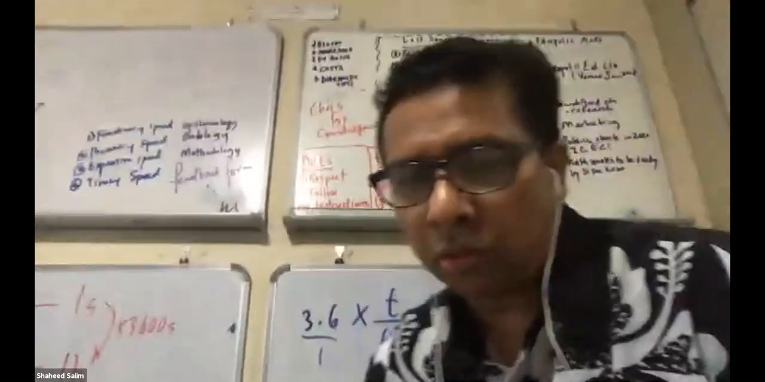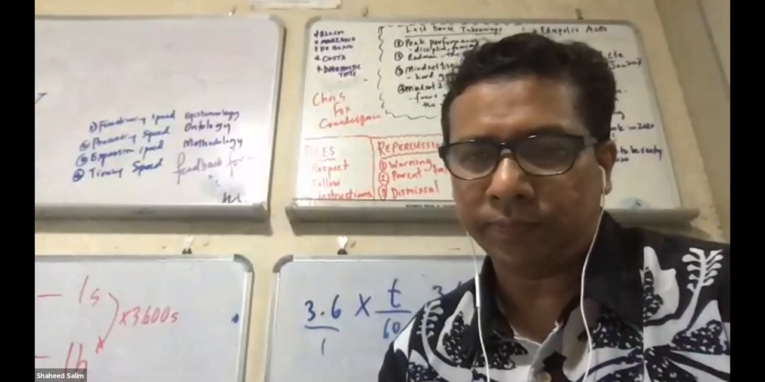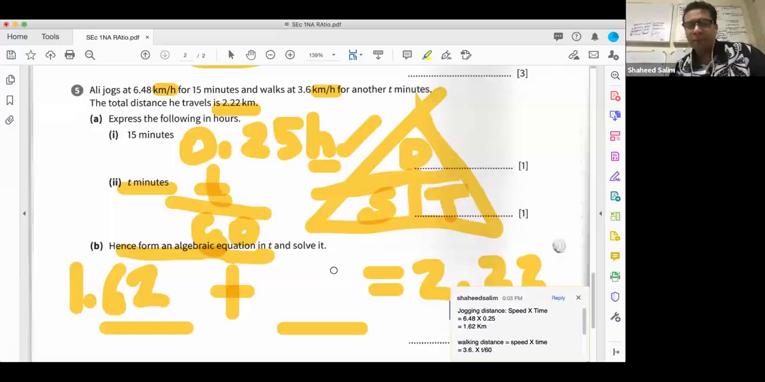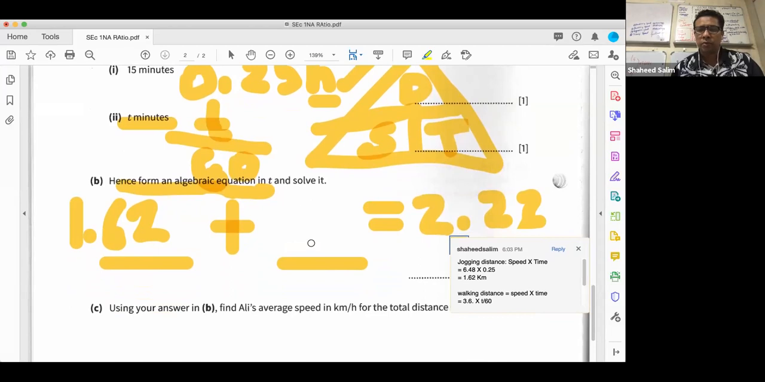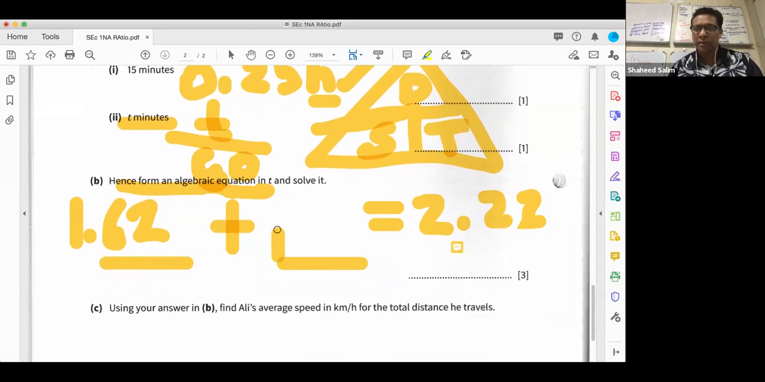So let us look now at the question again. You see down here, Edmund, if this question is out, we need to find out what this number is. How to find this number? You know that total is 2.22, this is 1.62. Can you find out what the number is? Let's say 2 plus 3 equals 5. Down here, 1.62 plus what equals 2.22? Can you minus and find out?